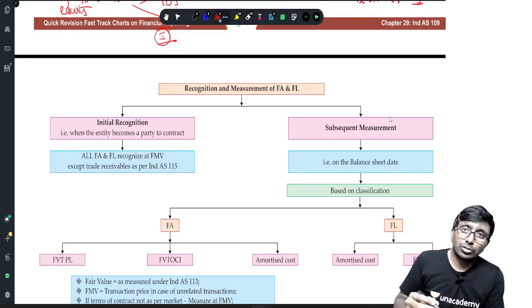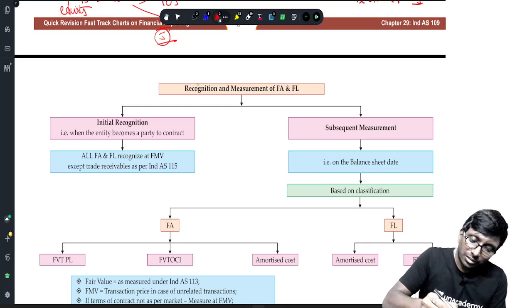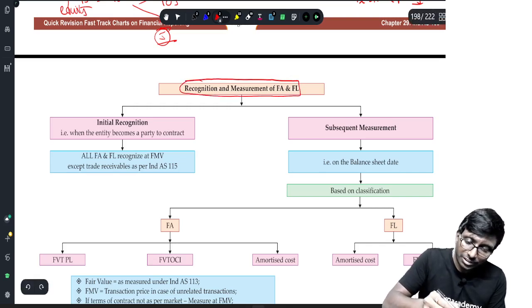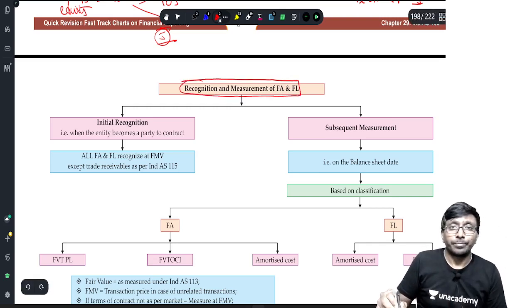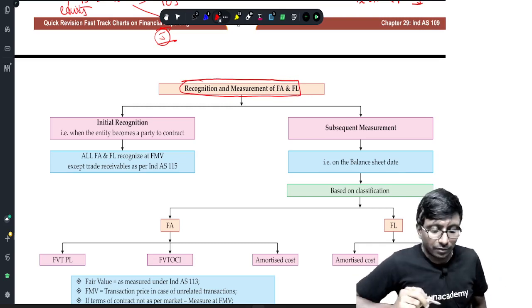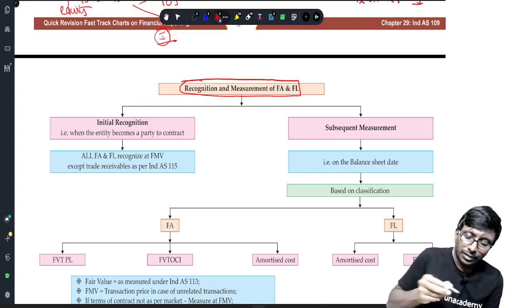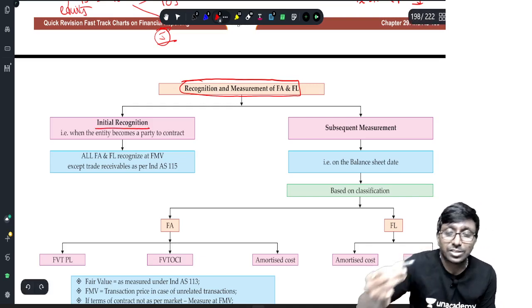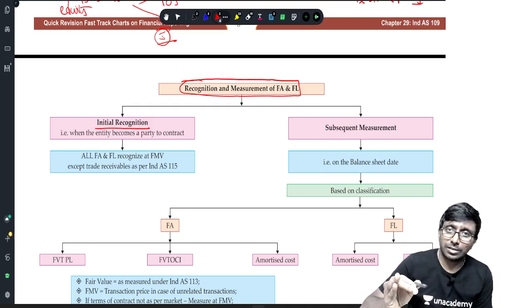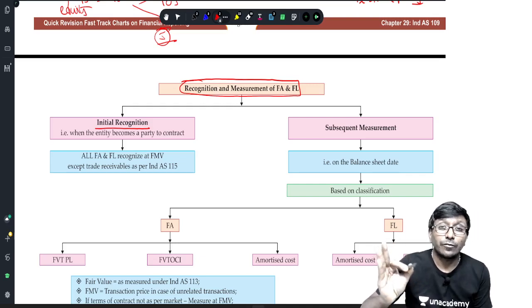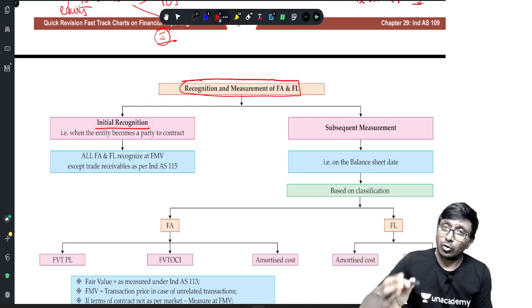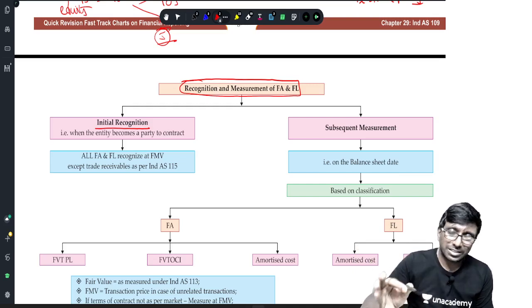We are entering into the main important point, which is recognition and measurement of financial asset and financial liability. Important: financial asset and financial liability recognition we are doing now. Initially, whether it is a financial asset or a financial liability, it will be recognized at fair market value. At market value, basically.